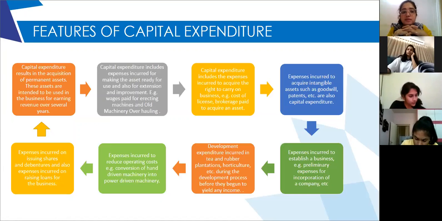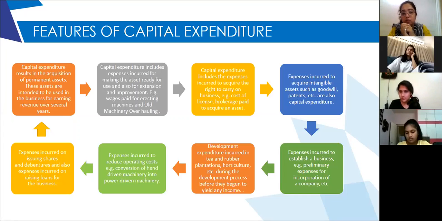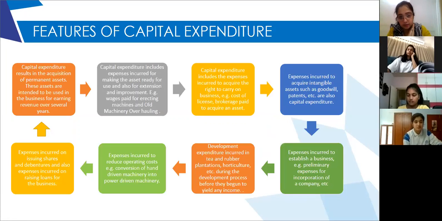Capital expenditure results in acquisition of permanent assets. These assets are intended to be used in the business for earning revenue over several years. As I said, I am buying an asset. My business is dealing with garments, so I need a machine to process the cotton, to spin it into cloth. So I'm investing in machinery. The money I'm incurring is going to give me benefit for a long period of time, so it comes under capital expenditure.